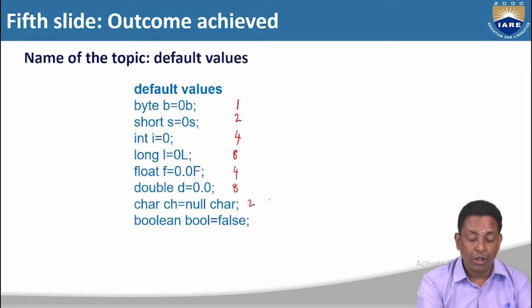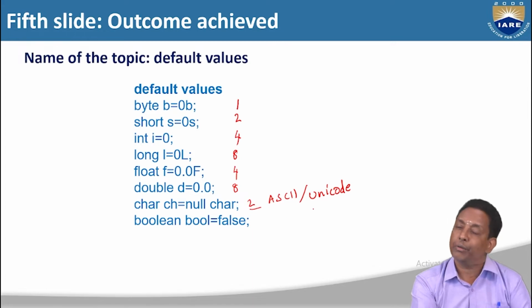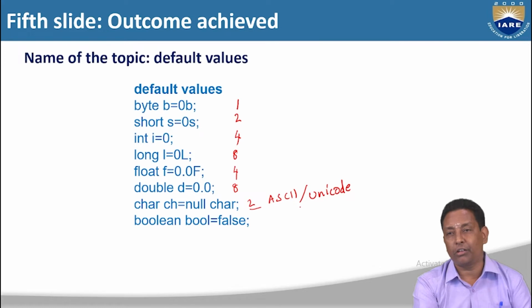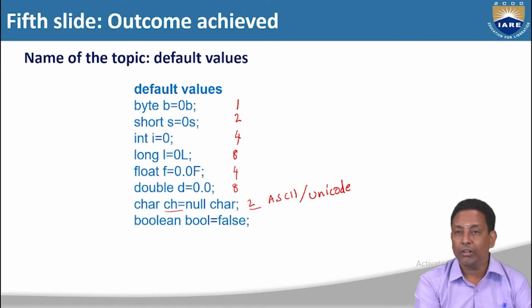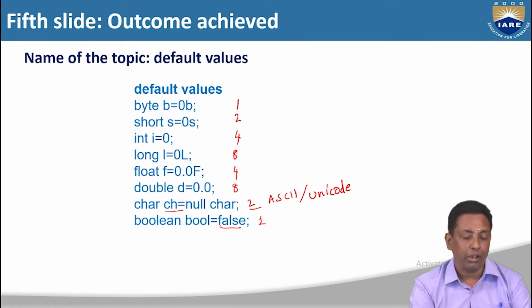In this, both ASCII values as well as Unicode values can be stored. That is why to the char, 2 bytes of memory is allocated in Java. Whereas in C and C++, to the char, only 1 byte will be allocated because C and C++ accept only ASCII range values. They don't accept Unicode values. But Java accepts Unicode values, so hence 2 bytes of memory will be allocated to char data types. For Boolean, 1 byte of memory is allocated. So this is the memory allocation for byte, short, int, long, float, double, char and Boolean.